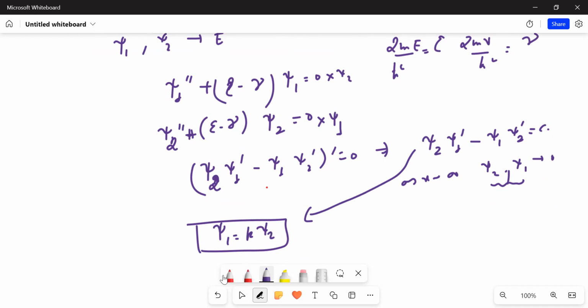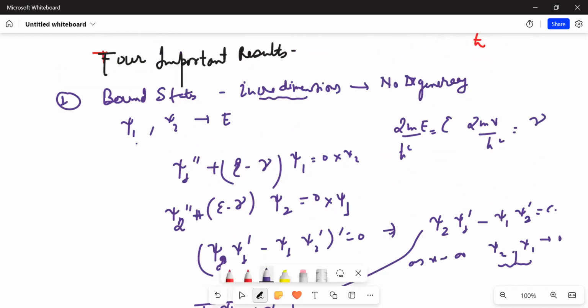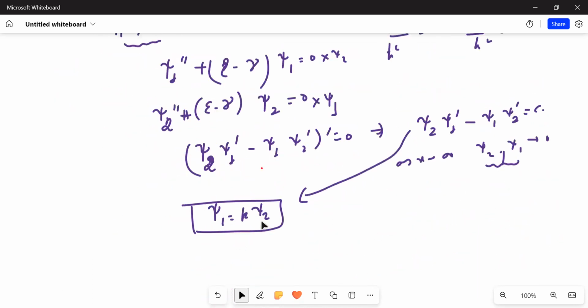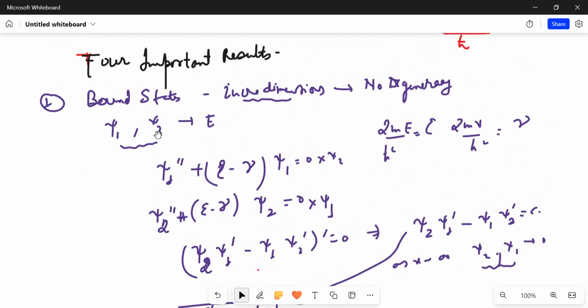So basically, we were thinking that psi1 and psi2 are two different functions associated with the same energy eigenvalue, and we assumed that to be the truth. But what we got instead is that psi1 is equal to k times psi2. Indeed, they're linearly dependent on each other. So our assumption is false. That is, psi1 and psi2 cannot be two different states corresponding to the same energy eigenvalue. Rather, they are the same. So you can find that for bound states in one dimension, there's no such degeneracy.